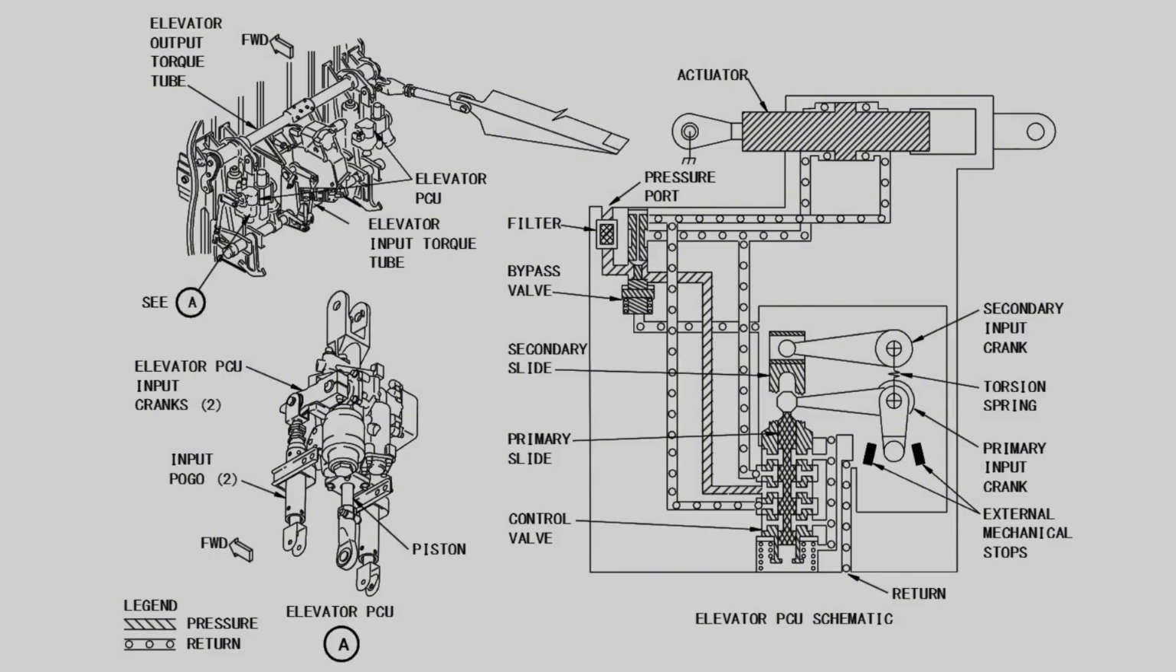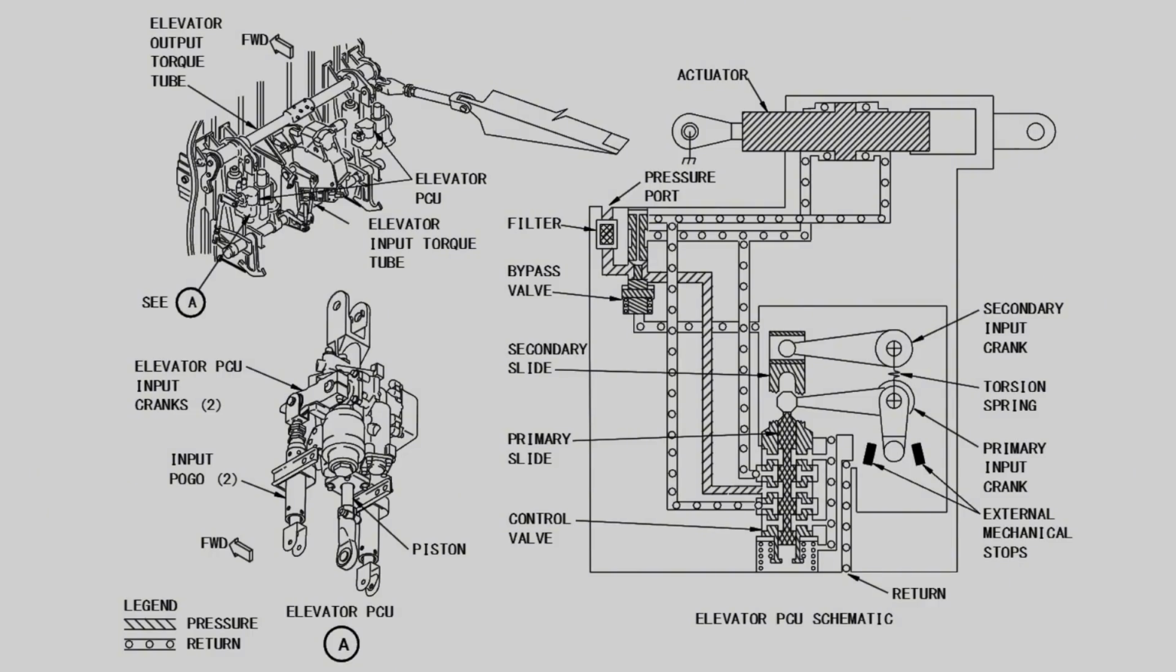During normal operations, the elevator input goes through the input torque tube, as you can see right there in the schematic. It will either push up or pull down. And once again, through various linkages, it will move the elevator up and down. And don't confuse the elevator with the horizontal stabilizer. Two different things. If there was a failure within one of those PCUs, the other one will take over.